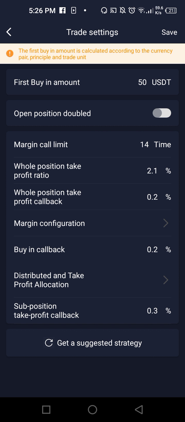Okay, so the next one is the buy-in callback. This buy-in callback is similar to the callback I explained earlier, the whole position take profit callback.